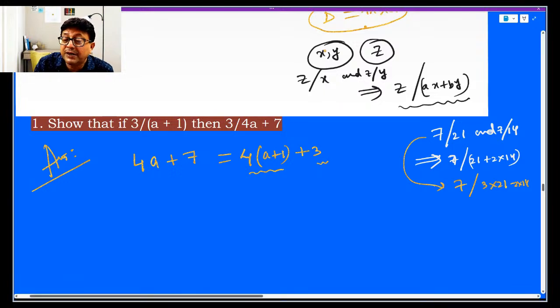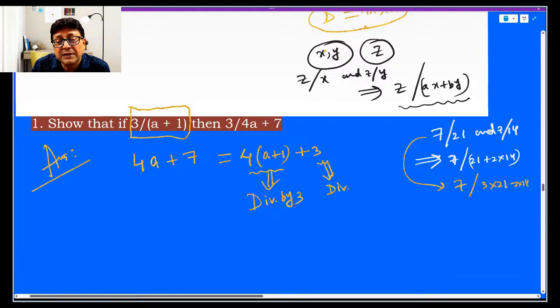This part I have cleared in the last session. In the product, if one or both of them are divisible by 3, then the product will be divisible by 3. So this part already is given, that 3 divides a plus 1. So 4 into a plus 1 is divisible by 3, and 3 is always divisible by 3. Okay. So what about their sum? Their sum is going to be divisible by 3.